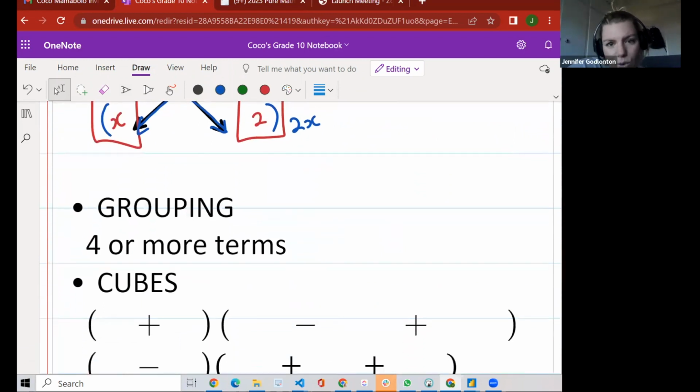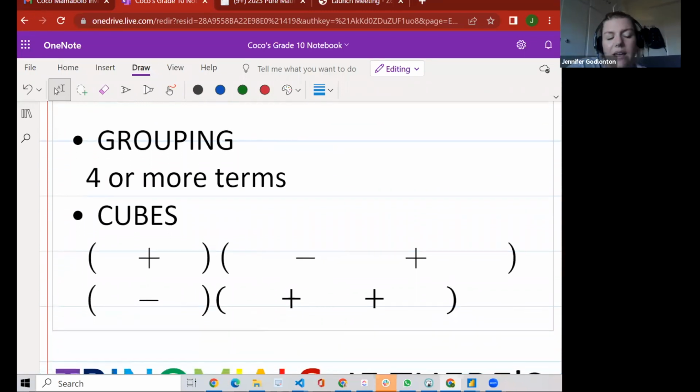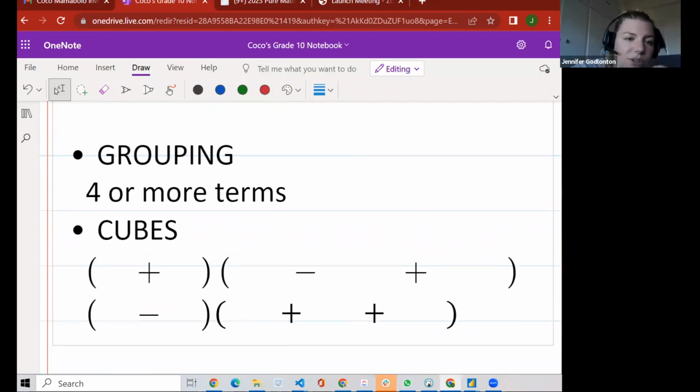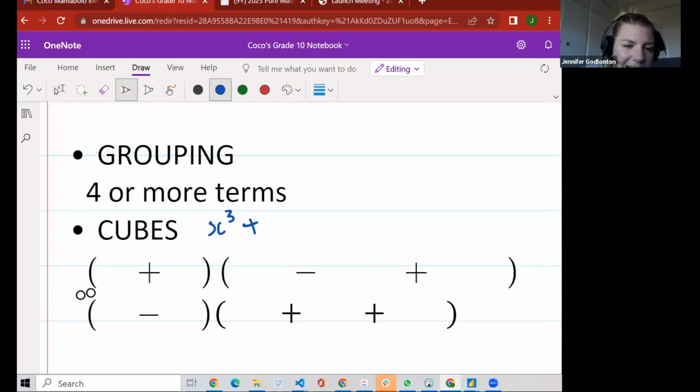Grouping is when we have 4 or more terms, and so we have to group 2 of them together. And then we have to try and find a common bracket once we have grouped them together. And then we have our cubes. So for an example of a cube, if I have x cubed plus 8, and I needed to factorize that, I would have x plus 2, x squared minus 2x plus 4.